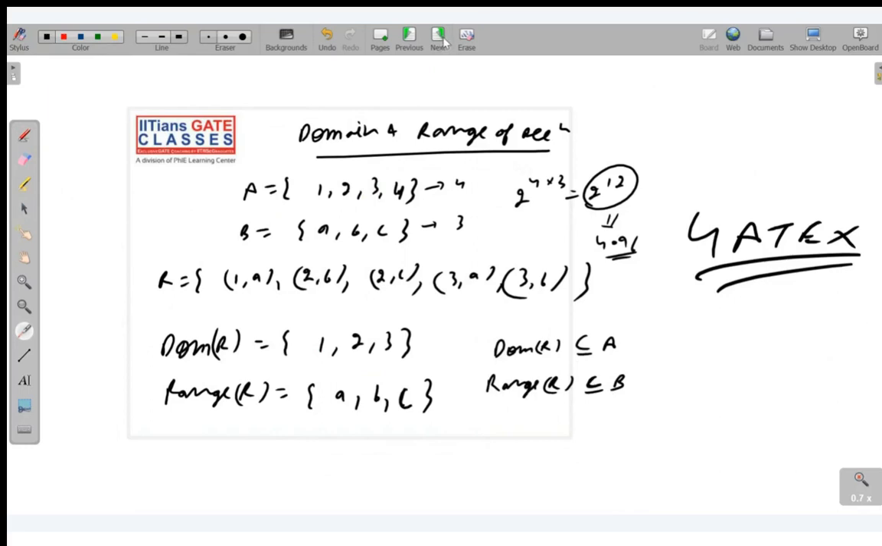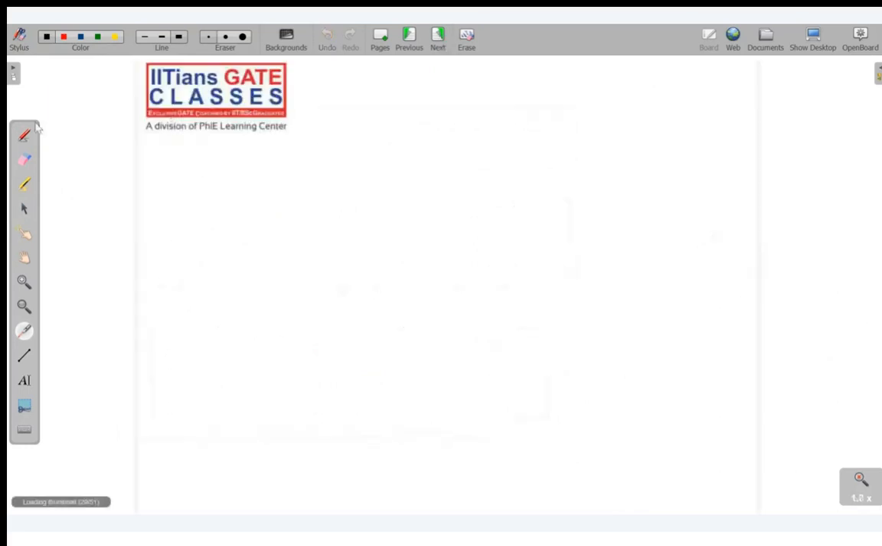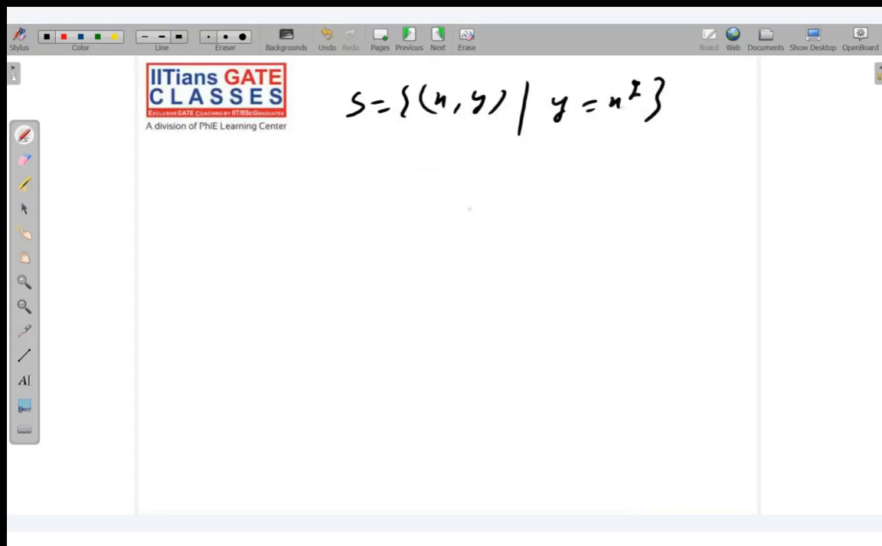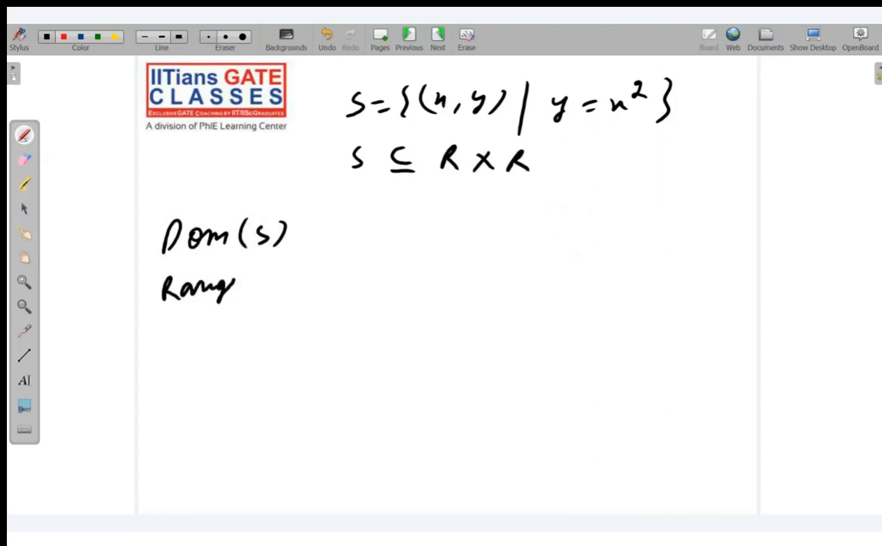Yes, sir. Okay. So the next thing is, now they will say like this. We have a set S in which we have a relation (x, y) such that y is equal to x square. Y is equal to x square. Nothing is given, so you will simply consider S is a subset of R cross R, real numbers. So now they will ask you what is the domain of S and what is the range of S.